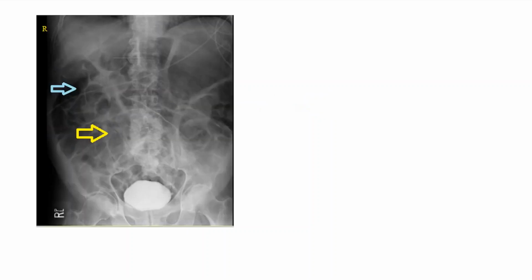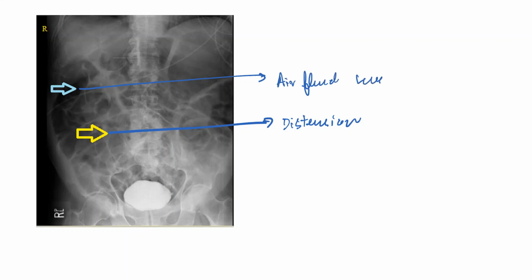What does this X-ray show? This X-ray shows paralytic ileus. As you can see, there is generalized distension of small and large bowel. There is distension, and there are multiple air fluid levels. So this is a case of paralytic ileus of colon.